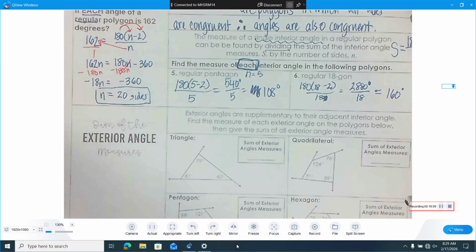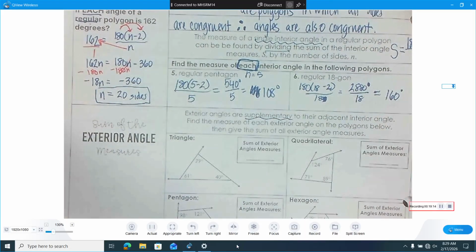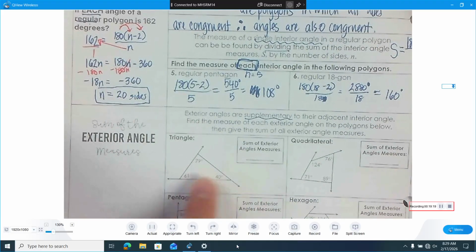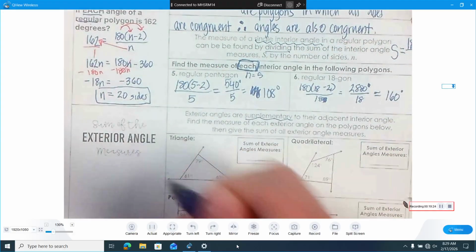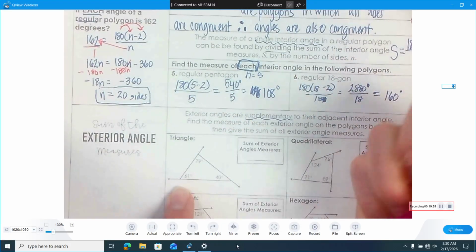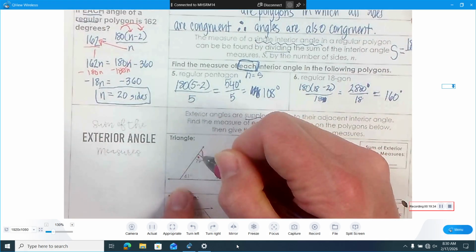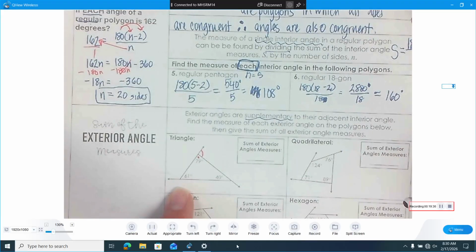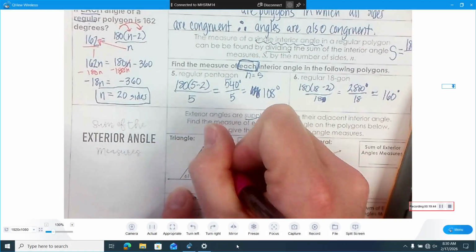Now, exterior angles. Exterior angles are supplementary to their adjacent interior angles. So you can see we have this lovely picture of a triangle here. And what we've done is extended one side out on each. And what that creates are these little exterior angles. So if my interior angle is 79, what's this exterior piece right here? 180 minus 79, yeah, is 101.